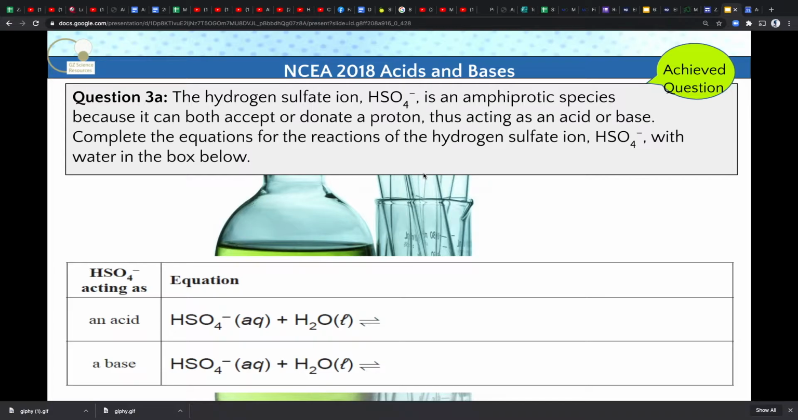Johnny, think you got it? Have a look. Yeah, acid on the top. I'm assuming you want us to balance them as well. Yep, but there shouldn't be too much balancing to do.